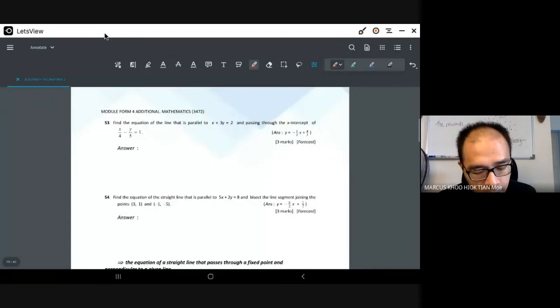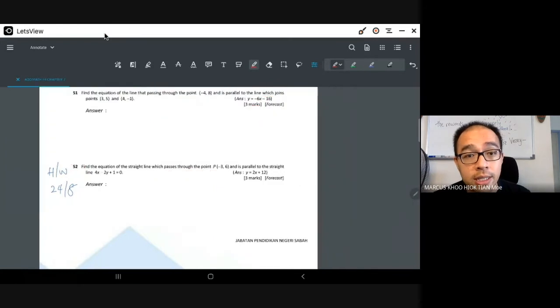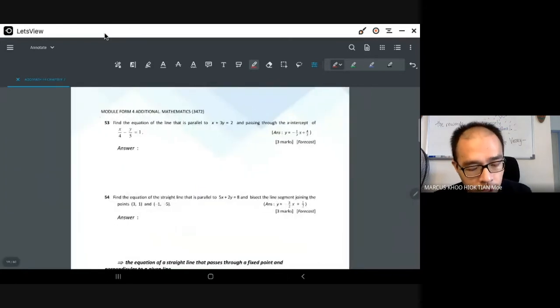Okay, question number 53. So 52 is your homework. Use 51 to help you. It's almost the same, actually. Look at the point, passes through the point. So very easy. All right, 53. Find the equation of the line that is parallel to x plus 3y equals 2. Parallel means what? Same gradient.